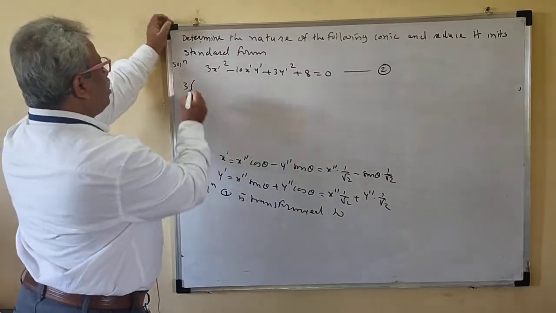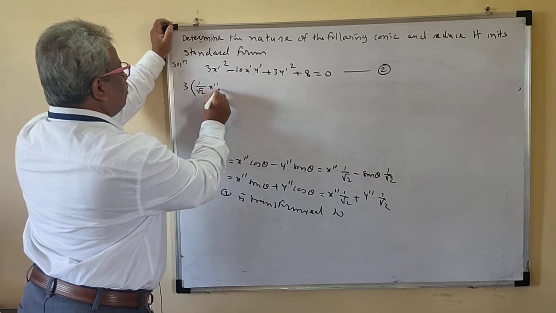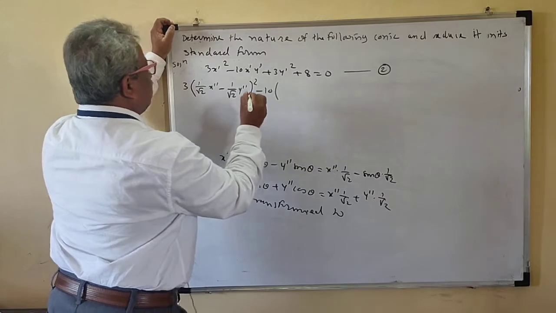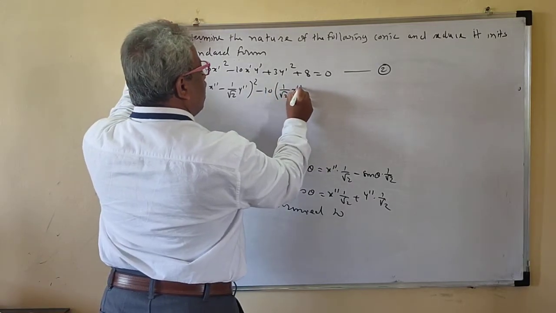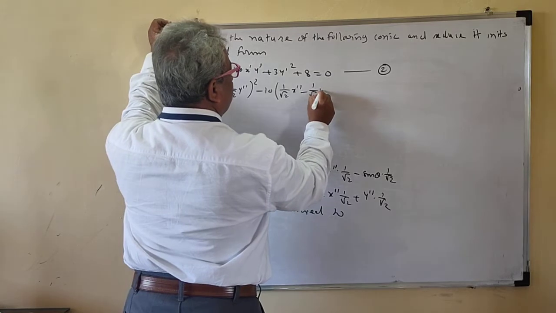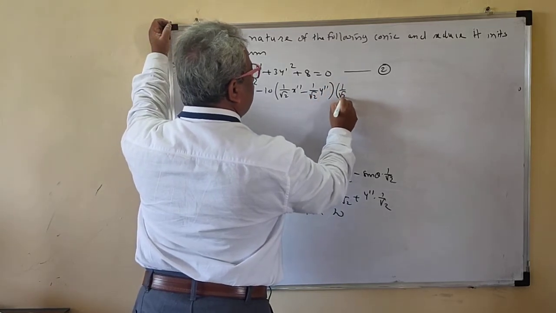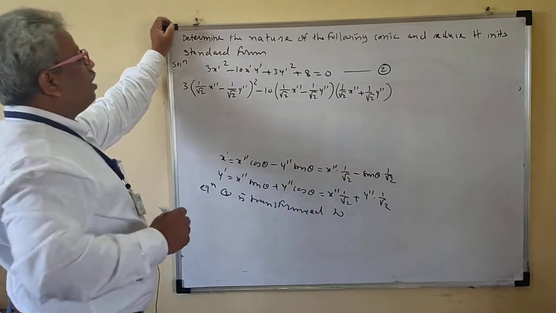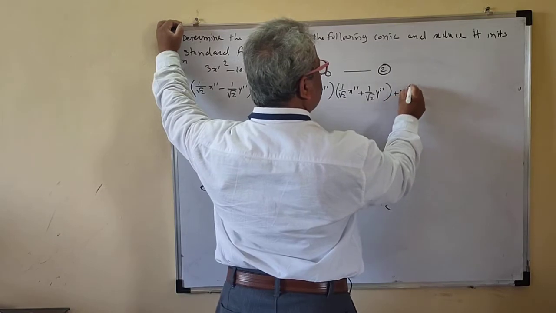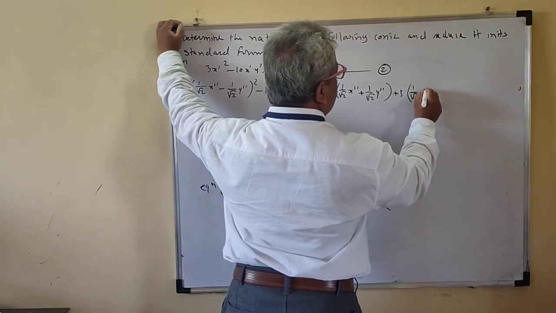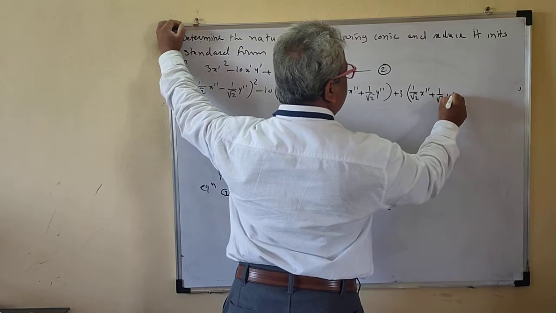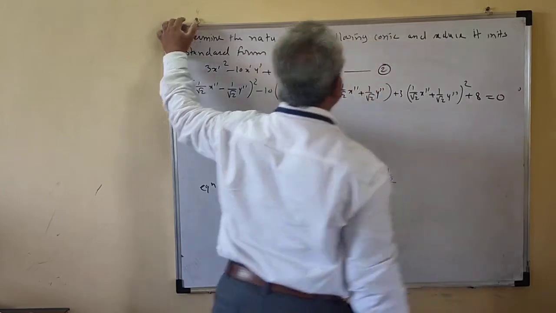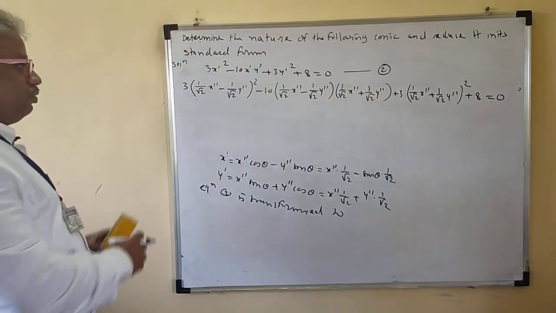So 3, your x prime is 1 by root 2 x double prime minus 1 by root 2 y double prime, square, minus 10 times 1 by root 2 x double prime minus 1 by root 2 y double prime times 1 by root 2 x double prime plus 1 by root 2 y double prime. Minus 10 x prime y prime plus 3 times 1 by root 2 x double prime plus 1 by root 2 y double prime, square, plus 8 is equal to 0.